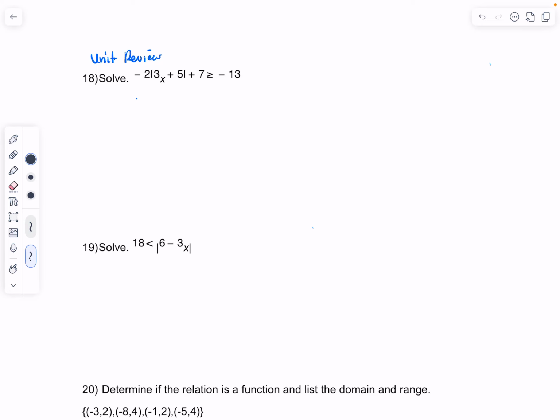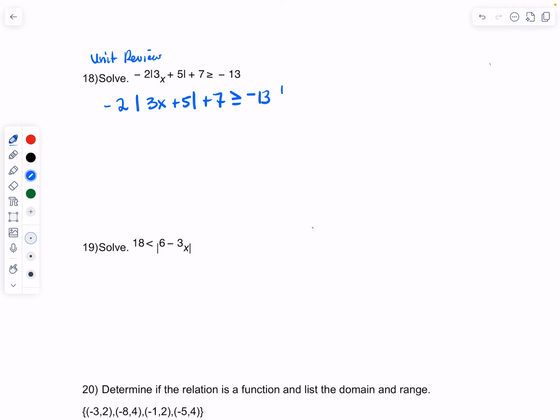Okie smoky, this is number 18. It says to solve -2 times the absolute value of 3x plus 5, plus 7, is greater than or equal to -13. So now we have two things going on. We have an inequality and we have an absolute value. So what I'm going to do is rewrite this so it looks nicer. -2 times the absolute value of 3x plus 5 plus 7 is greater than or equal to -13.